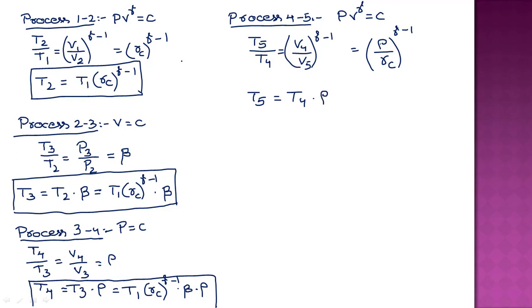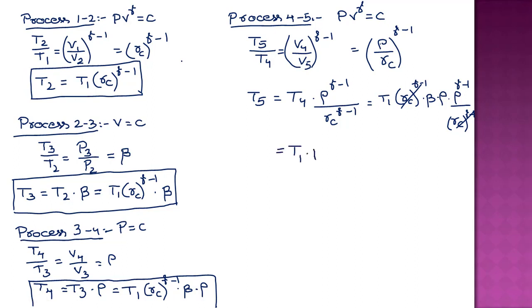We know that T4 is T1 Rc power gamma minus 1 into beta into rho, multiplied by rho power gamma minus 1 by Rc power gamma minus 1. So these two will get cancelled. We can write T1 into beta into rho power 1 plus gamma minus 1. Here we use a power m into a power n equals a power m plus n. So T5 can be written as T1 into beta into rho power gamma. So we have got all the temperatures in terms of T1 and the ratios.